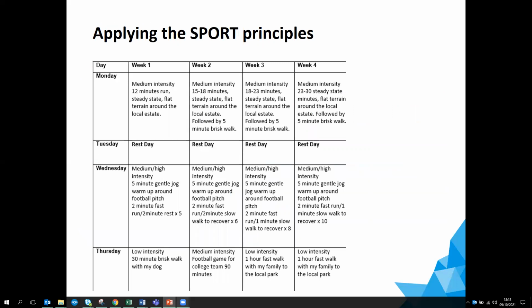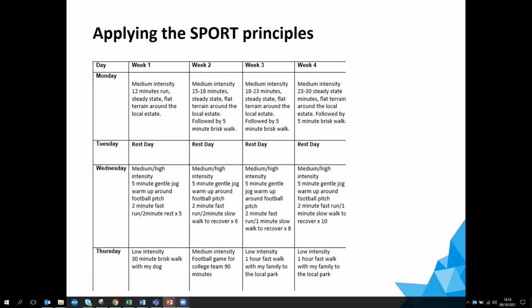The next slide shows you how the sport principles have been applied in an example fitness plan. So, specificity. The activities that you can see here include running, jogging, walking, and football, and they're specific to the target of running a 5K.